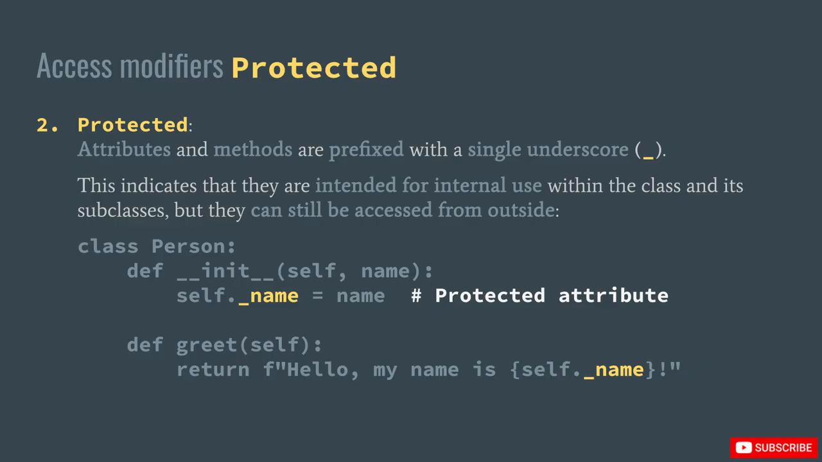Here, name is a protected attribute, meaning it's meant to be accessed only within the person class or its subclasses. This level of access control helps to keep certain data somewhat hidden, while still allowing flexibility in inheritance.